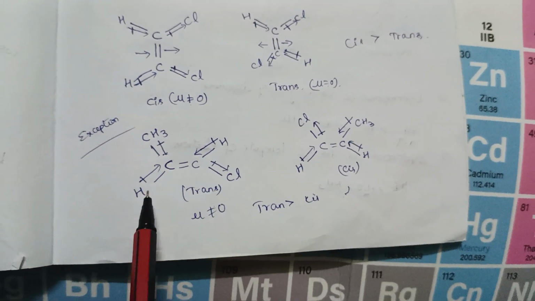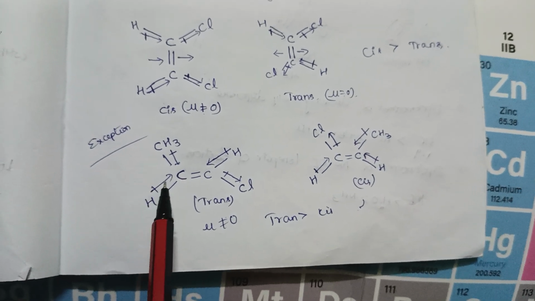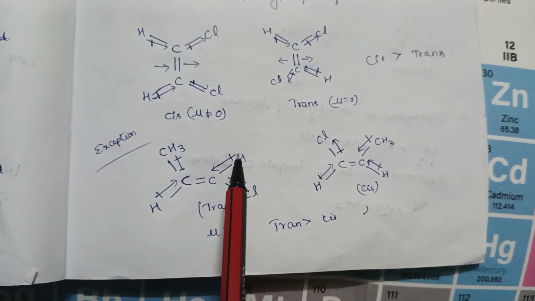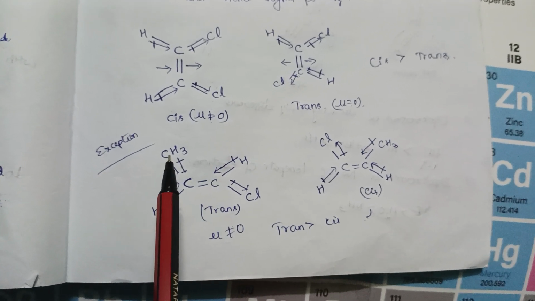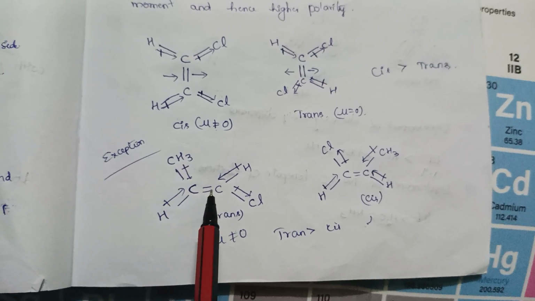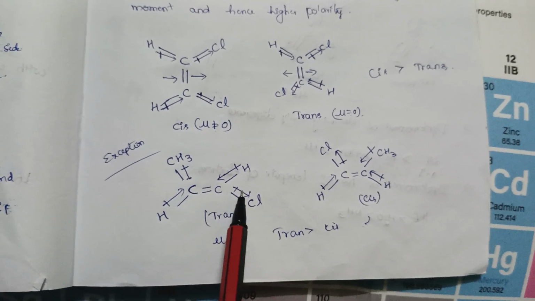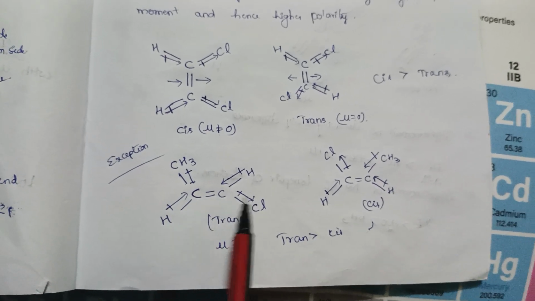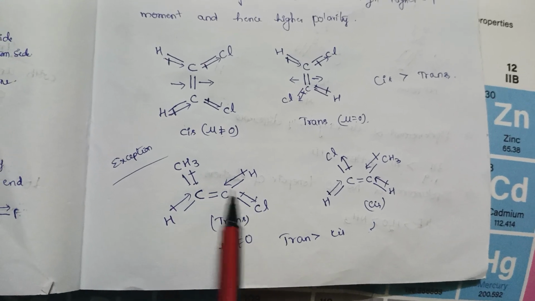If we take the trans isomer, here hydrogen has less electronegativity than carbon, so the crossed arrow is towards carbon. And for this carbon and hydrogen, the crossed arrow is towards carbon because carbon has more electronegativity. Here the single bond has less electronegativity than the double bond, so the crossed arrow is towards the double bond. Chlorine is more electronegative, so the arrow is towards chlorine. The net dipole is not equal to 0 because these two directions cancel each other, but these two are in the same direction.